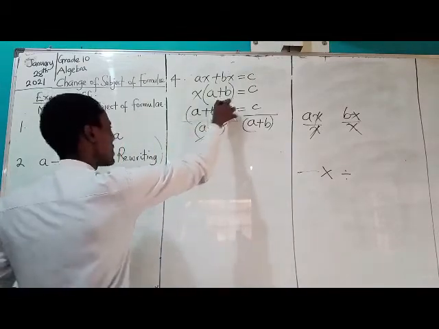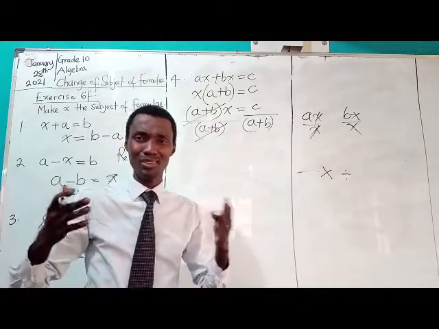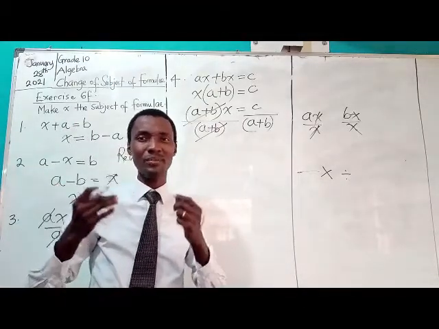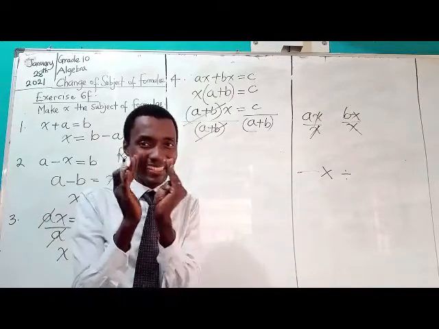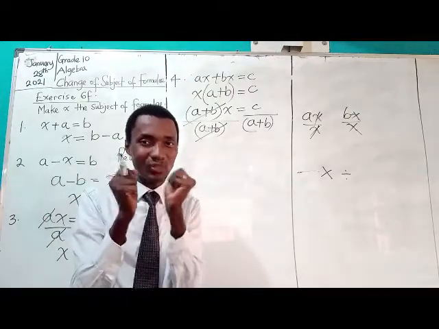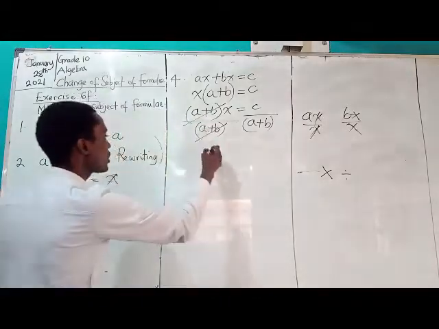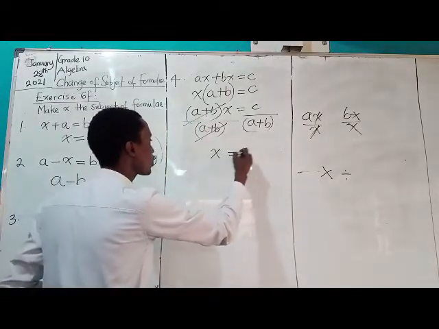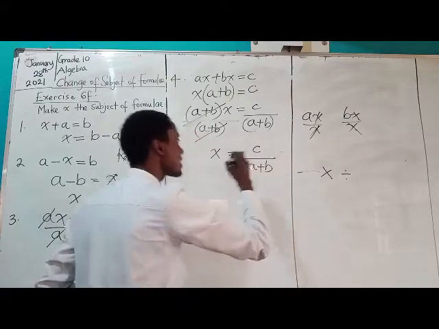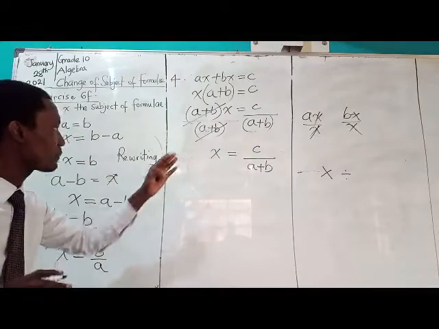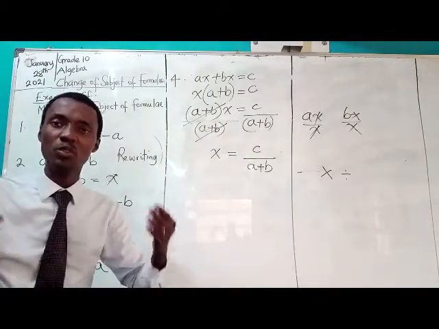This must cancel this. You don't cancel them individually. I've seen that in some scripts I have marked, and I'm wondering why that is possible. They are together. Let no man put asunder. So this will now be x equal to c over a plus b. So that's what's happening there. X will equal to what? C over a plus b.